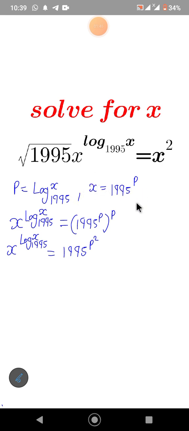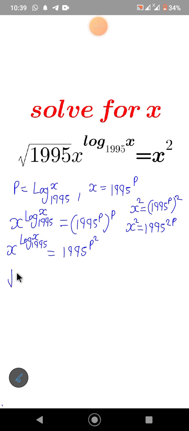Then the next thing I'll do now, from this particular side, I'm going to square both sides here. If I square here, I'll get x square. Now if I square here, it will be 1995 to the power p square. So here will become x square equal to, p will multiply 2, so we have 1995 to the power 2p.